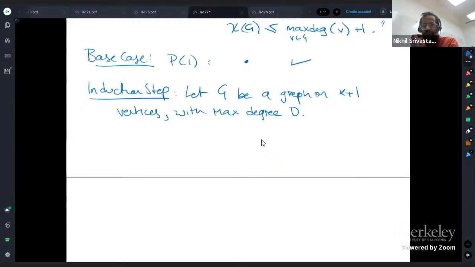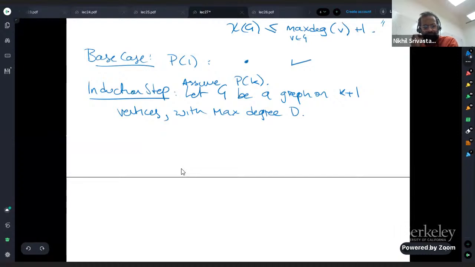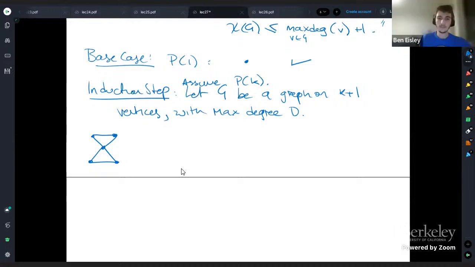And now, as usual, I want to produce a smaller graph and use the inductive hypothesis. So let's say I already know how to color smaller graphs. The idea here is fairly simple. Let's look at the same graph we were looking at last time. What's a way to get a graph on fewer vertices given a graph? We can remove one of the vertices.